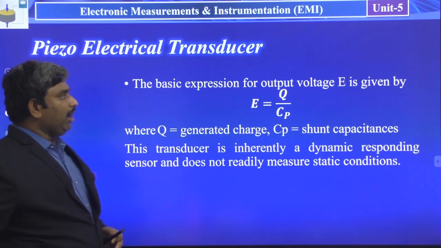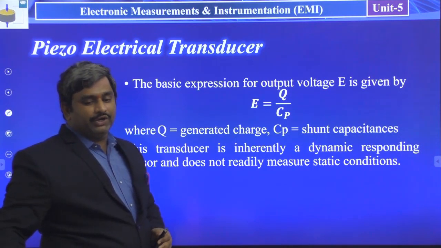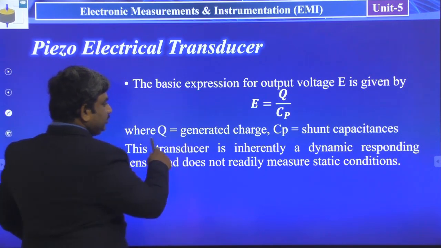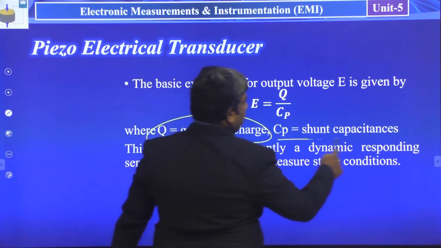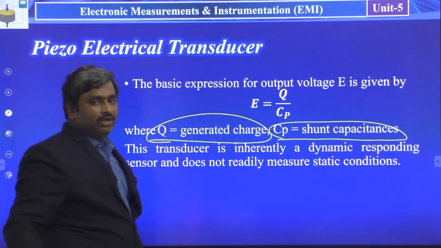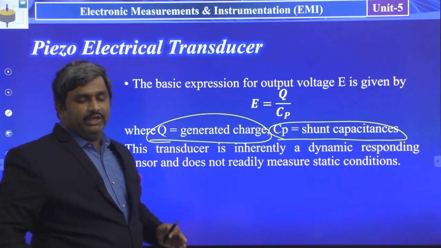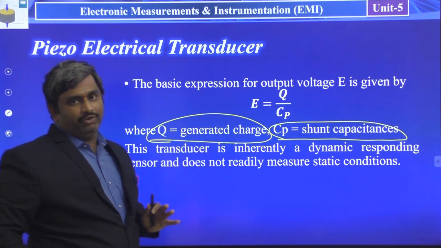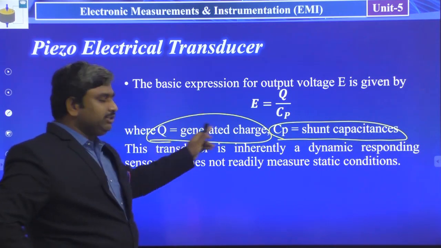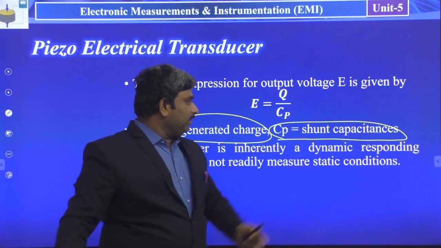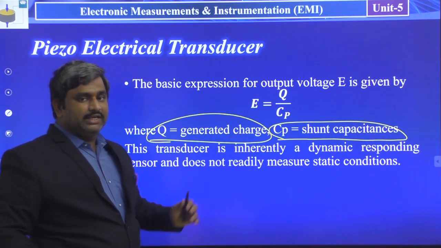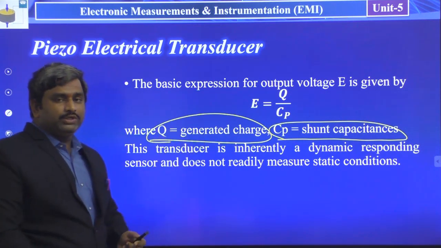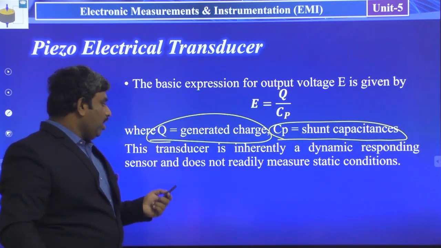The basic expression for the output voltage in this piezoelectric transducer is E equals Q by Cp, where Q is the generated charge and Cp is the shunt capacitance. So this is the output voltage E. E is equal to Q by Cp. The output voltage is the ratio of generated charge to the shunt capacitance, that is, Q to Cp.